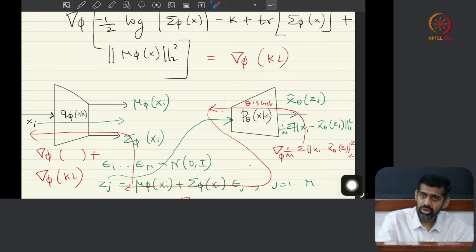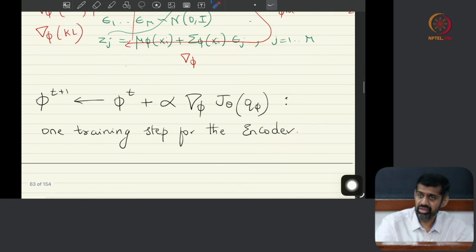Are we good? So, this completes the training of the encoder, and there is a plus here because we are trying to maximize the ELBO, no. It is not a minimization problem, it is a maximization problem, and that is why there is a plus here. There is one training step for the encoder, that is how you do it. Are we good? One single data point, one training step through the encoder.